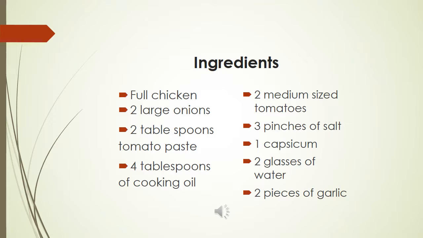You will give us a full chicken, 2 large onions, 2 tablespoons tomato paste, 4 tablespoons of cooking oil, 2 medium-sized tomatoes, 3 pinches of salt, 1 capsicum, 2 glasses of water, and finally 2 pieces of garlic.